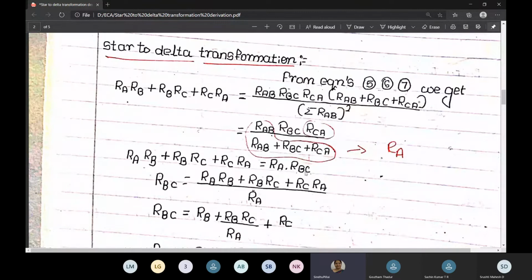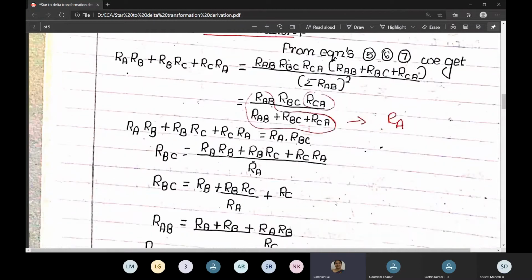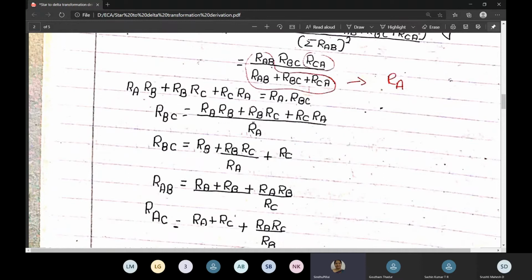Okay. Next, bring this to this side. RBC is equal to, RHS is brought to this side, RBC is equal to, just divide RA throughout the equation. So (RA RB plus RB RC plus RC RA) divided by RA. So RA will get cancelled. Wherever it can get cancelled, you cancel it. So RBC is equal to RB plus RB RC by RA plus RC.